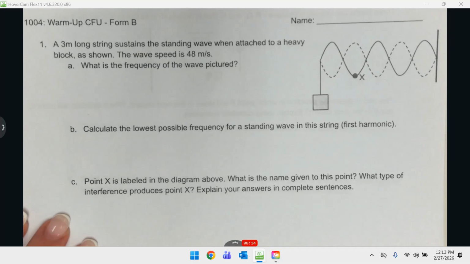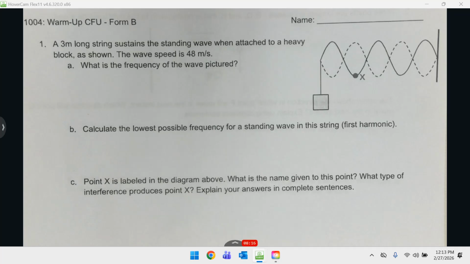All right, this is Form B. Form B says a 3-meter long string sustains the standing wave when attached to a heavy block as shown. It's the exact same question, except the picture looks a little bit different this time. It says the wave speed is 48 meters per second, so that part's different as well. But otherwise, this is going to be the same solution that we did for Part A.